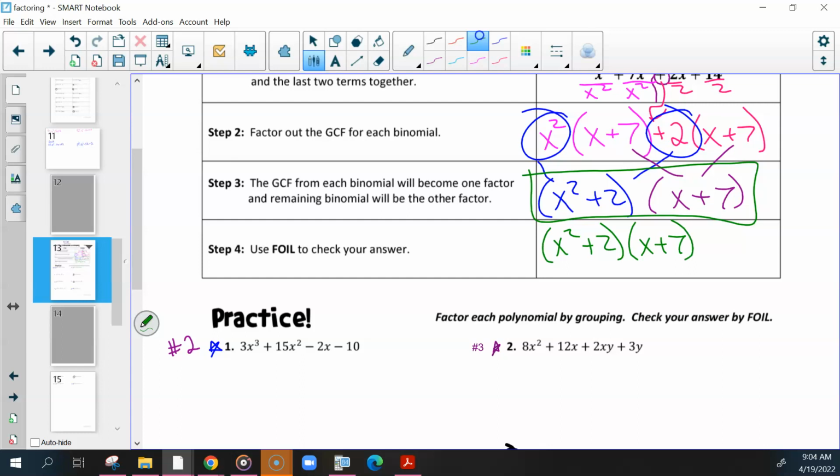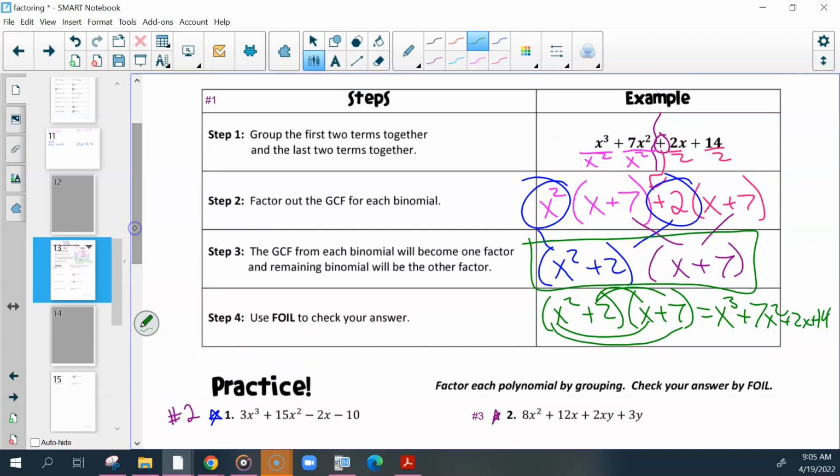So we are going to multiply x squared times x, which would give us x to the third. X squared times 7 is 7x squared. 2 times x, 2x, and 2 times 7. If you multiply this back out and get the same thing we had originally, then you're good.